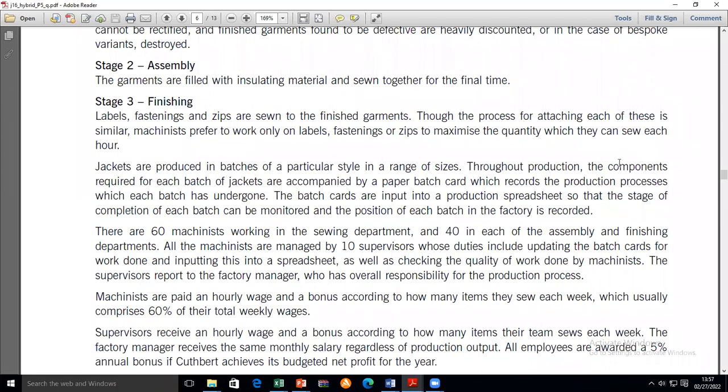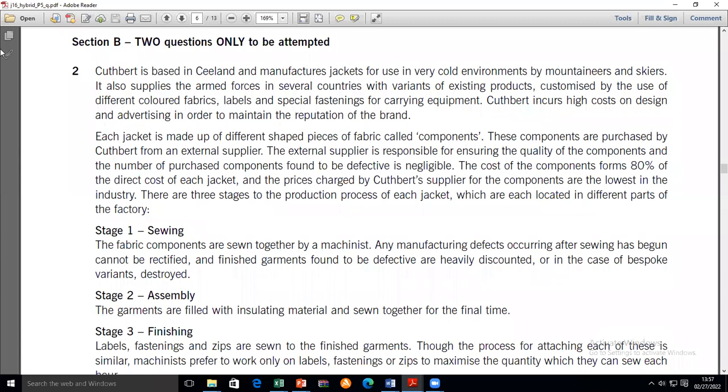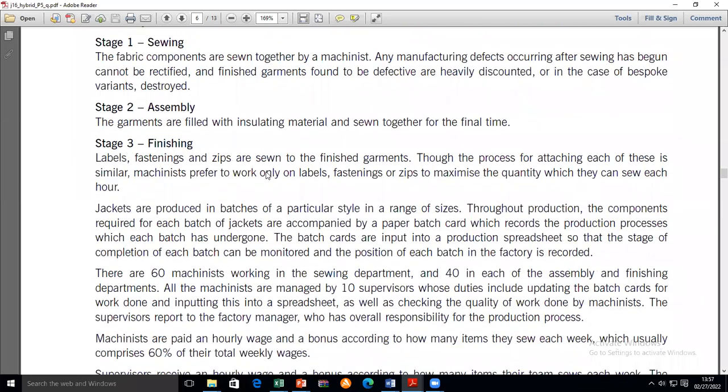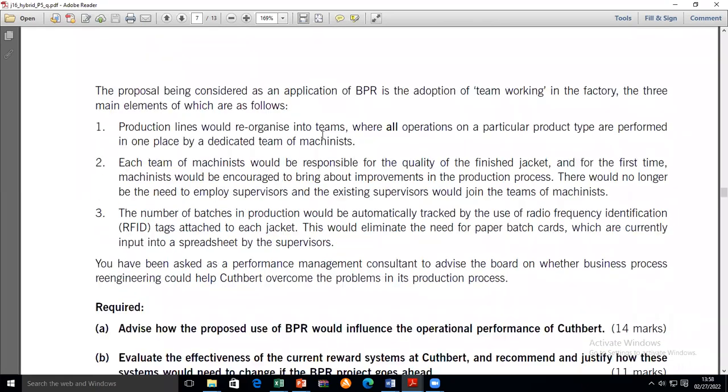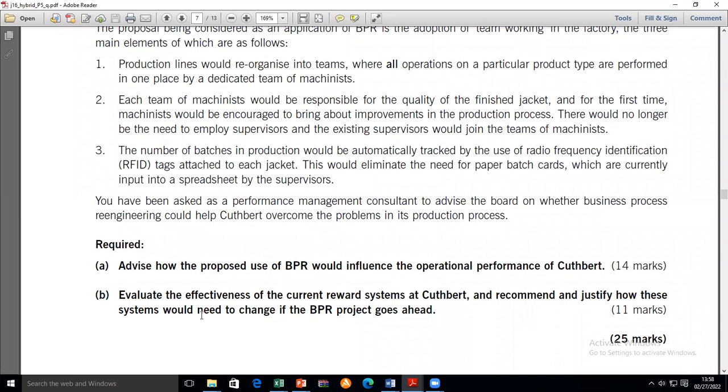So what I will do now, I'm going to share the question paper. The question paper that we'll share is June 2016. I want you to quickly read through the scenario to get an understanding of how a BPR exercise looks like and the impact of BPR on an organization and how it can affect the operational performance of an organization. So I will now be sharing the question paper on the forum and quickly read through. Five, 6 minutes should be enough so that we have an idea of how a BPR exercise would look like. So let me share now the question paper.